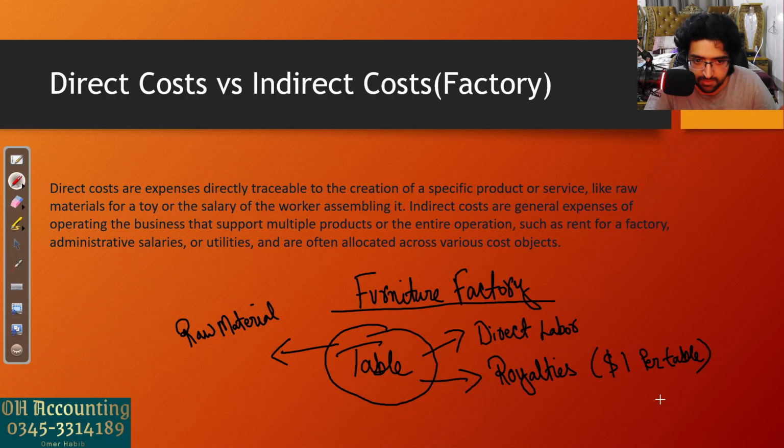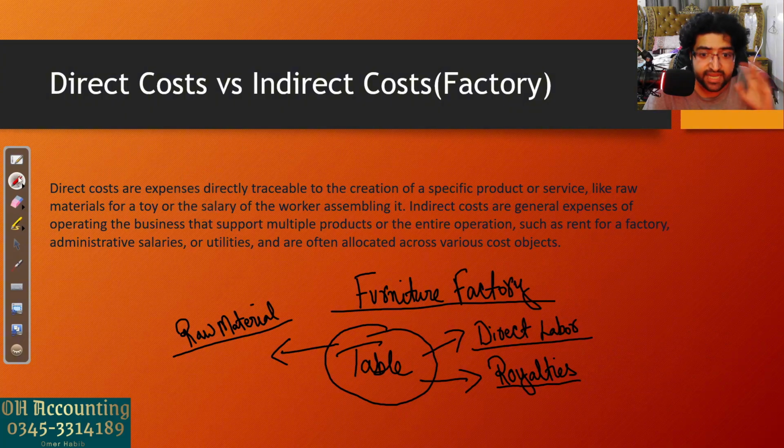They have made this table before. We have copied it, and we have taken permission from them to manufacture this table using their design. But now we have to pay them a royalty on that. $1 per table, for example. So royalties are also direct expenses because it can be easily traced that we have to pay this much per table, easily traceable, right?